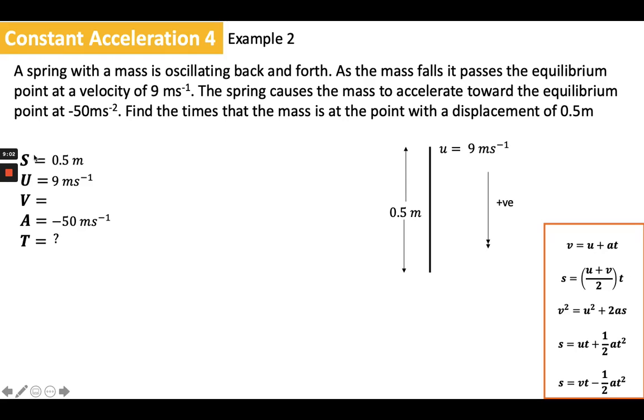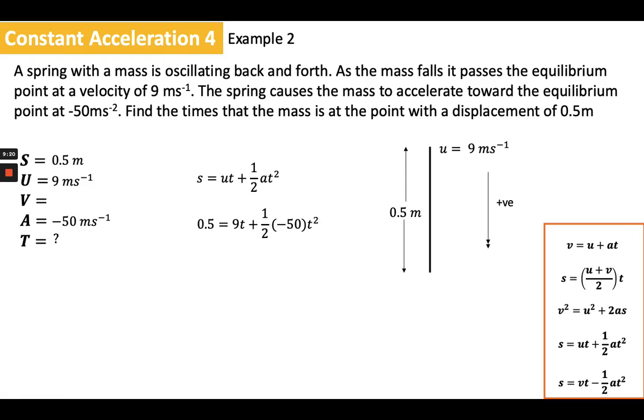Once I've got this, I've got 4 variables marked on my list here. I want something that has S, U, A, and T. So I'm going to look at my equations, and I want the 4th equation, which has S, U, A, and T. Once I've got that, I'm going to write my equation down. I'm going to start substituting.